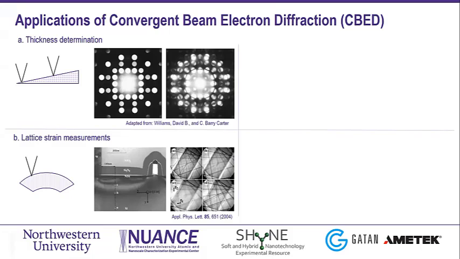Another application for convergent beam, using a much larger convergence angle, also called large angle convergent beam electron diffraction, you can use to determine lattice strain, especially in the semiconductor industry. Researchers have used that a lot in the past years. So you can use the high order Laue zone interference here in the center pattern of the CBED to determine that component.